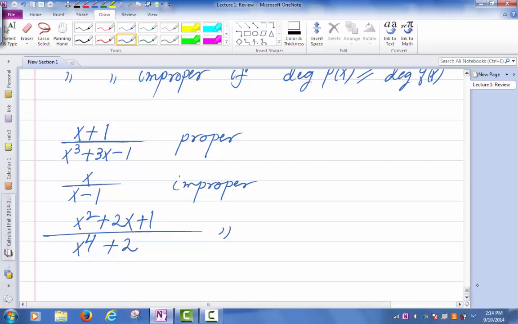Why is the last one proper? It's higher than the other. Because I made a mistake. Not that I was checking you, but okay, let's just keep it that, and then it's improper.